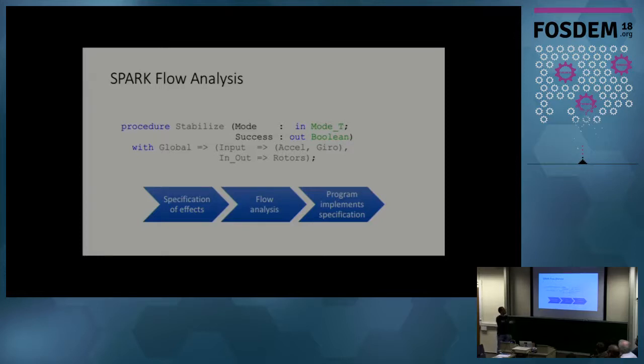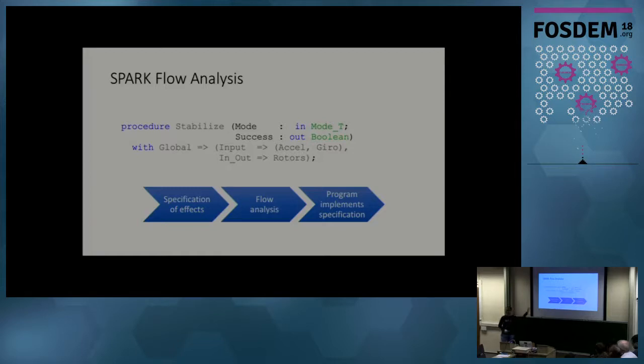And here we are completing the signature of stabilize with the global variables that are accessed by this service. So here it has additional inputs that are not passed by parameter. And it has an initial variable, routers. It might be more than one variable, might be a name that references various variables, in fact, which is partially read or written. And once you've done that, specifying the flows that you want the function to respect, then the tool can do this flow analysis and check that the program implements this specification.